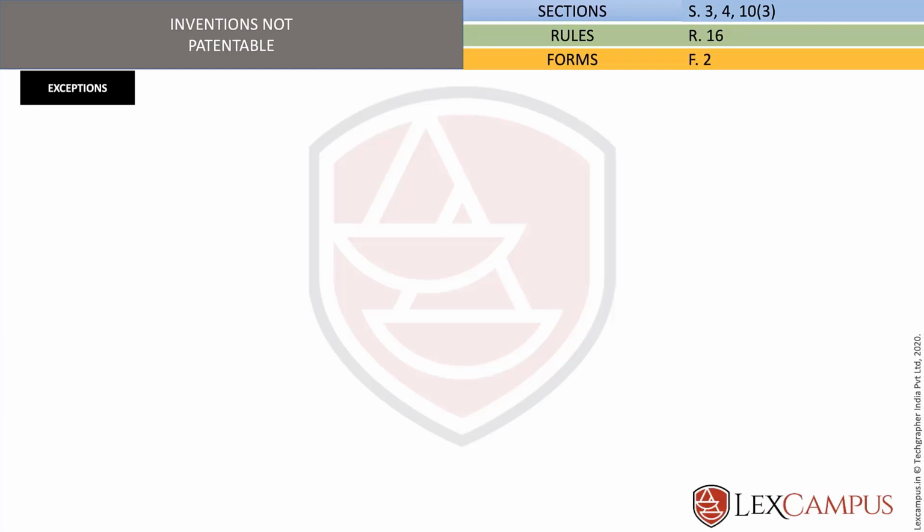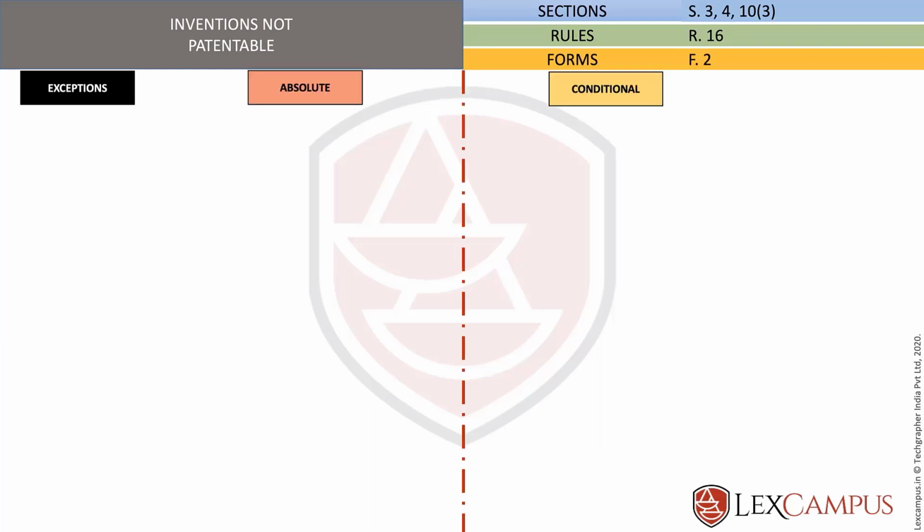So exceptions, and this is something which you will not find in the Bare Act or in any other commentary, broadly fall into two categories which you need to understand. The two categories are absolute exceptions and conditional exceptions. We also have a loose classification of the exceptions. As I said, there are 15 odd exceptions, and we can loosely classify them into four subcategories.